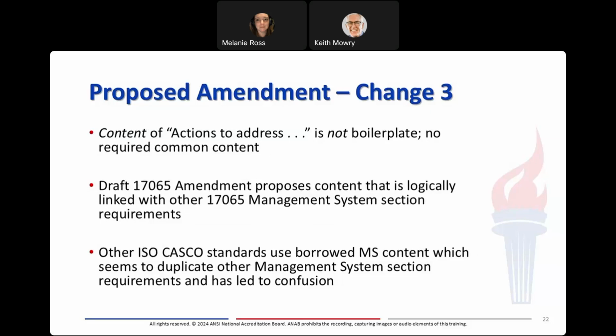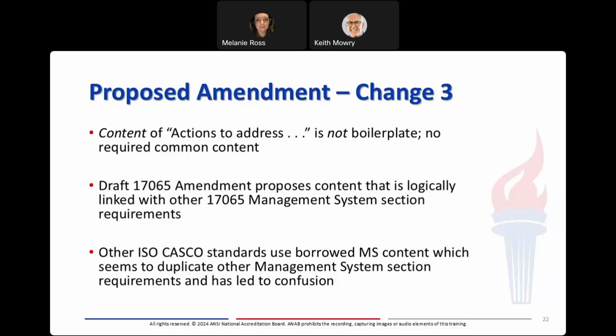So as I mentioned, the content of this new clause, actions to address risks and opportunities, is not laid down in the common elements. So in the draft amendment to 17065, the proposal suggests specific content that is logically linked with other 17065 management system section requirements. So the idea is that the text we're proposing actually refers to and links up with other management system requirements.